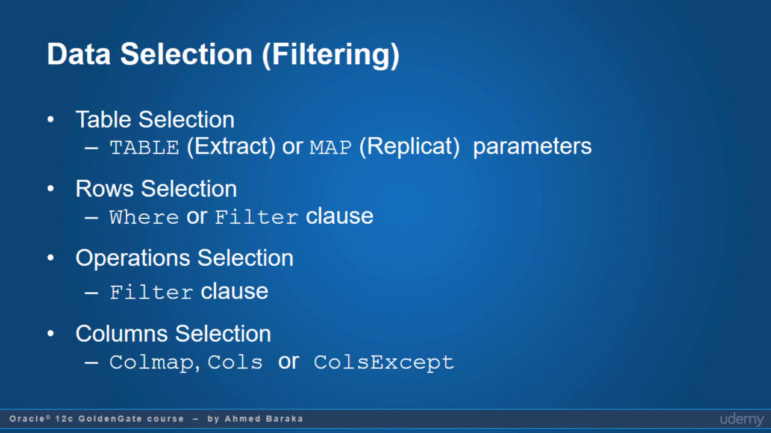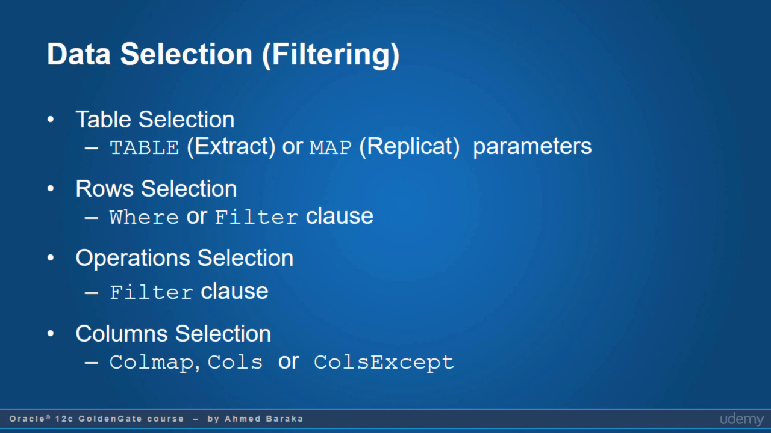To select the tables you want to replicate, you basically use the TABLE parameter, which is used by the extract process, and the MAP parameter, which is used by the replicate process. When you want to do data selection, data mapping, and data manipulation, you use the options of those two parameters. Luckily, most of the filtering options in those two parameters are identical, and they will be covered in this lecture.